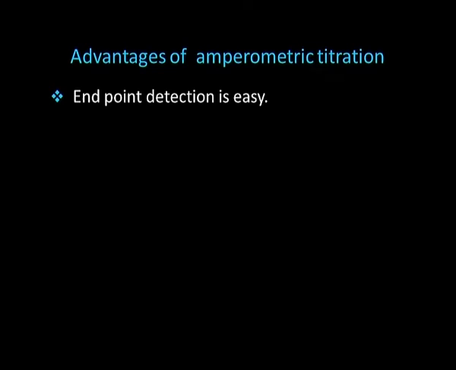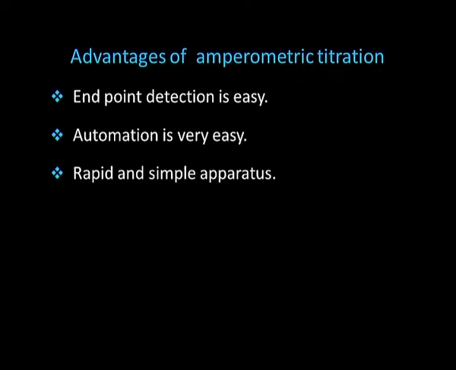Let us now come to the advantages of amperometric titration. The first advantage is that end point detection is very easy. We can easily detect the end point in amperometric titration. Second, automation is very easy because you require a very simple apparatus in the case of amperometry. Third, the apparatus is rapid and simple.